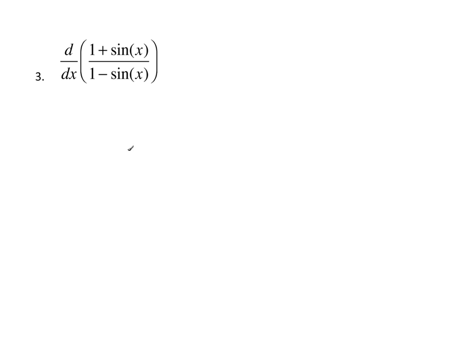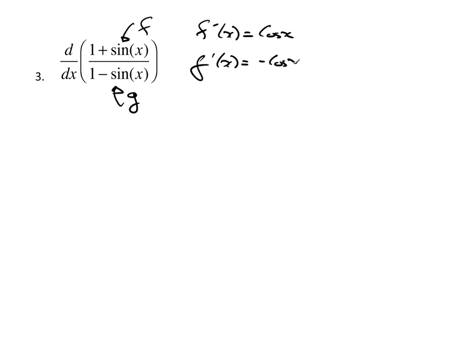Okay, now let's apply the quotient rule. So I'm thinking of this as f, and I'm going to think of this as g. I know I will need f prime. So f prime of x is going to be simply cosine of x, because the derivative of sine is cosine, derivative of 1 is 0. G prime of x is going to be a negative cosine of x, because derivative of 1 is 0. Derivative of sine is cosine, but I have a negative, so I get a negative cosine of x.